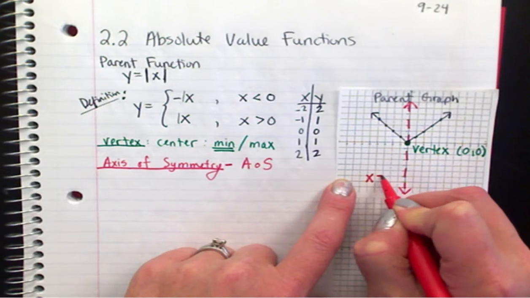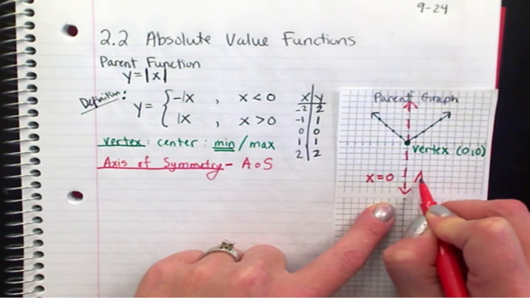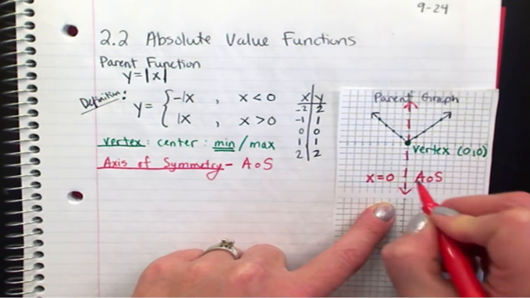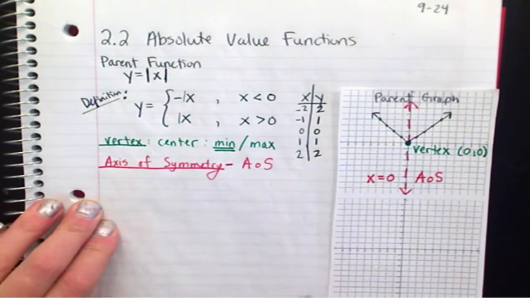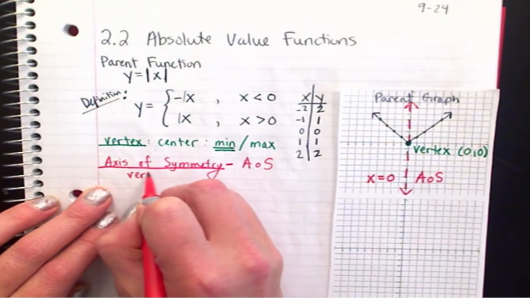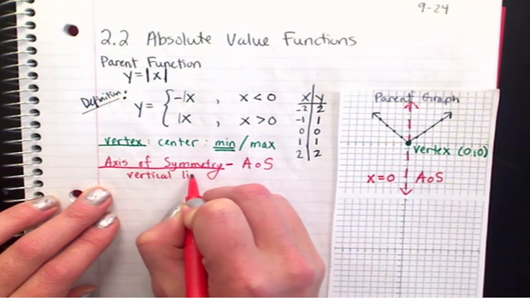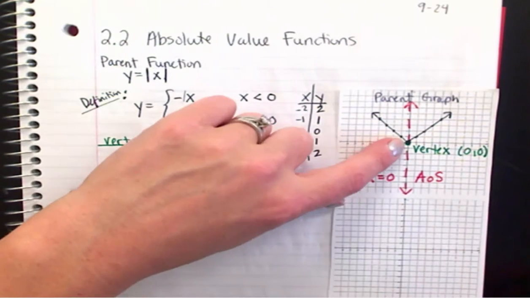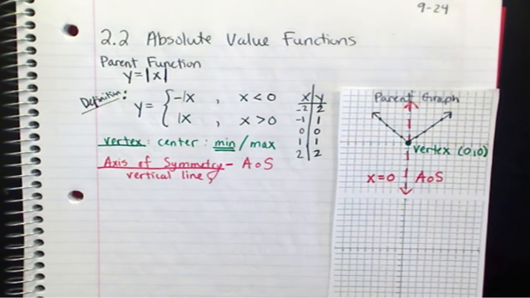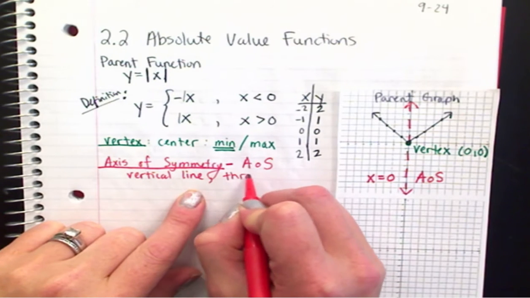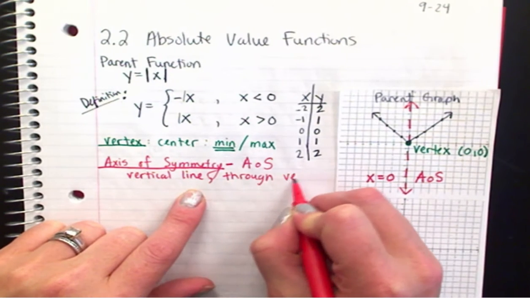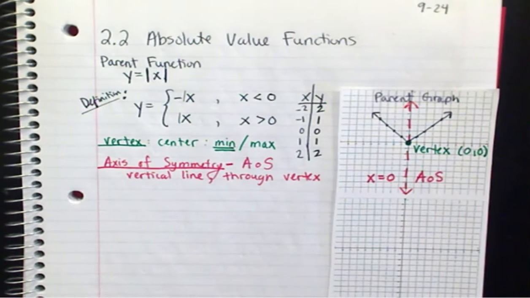And it's x equals 0, and I'll put axis of symmetry. It's a vertical line. Vertical line. And I'm going to say through the vertex, because the vertex is the center. That's where the symmetry occurs. Through the vertex.